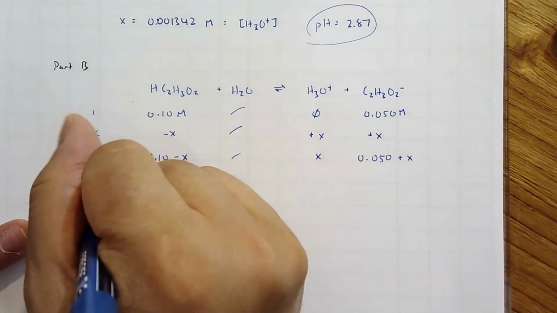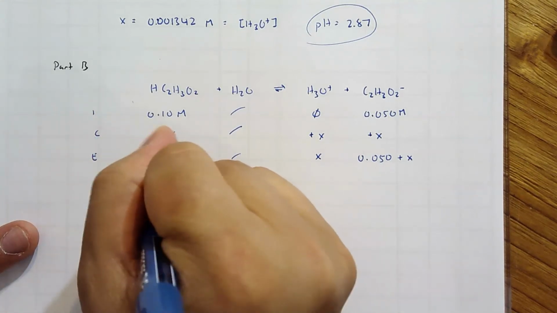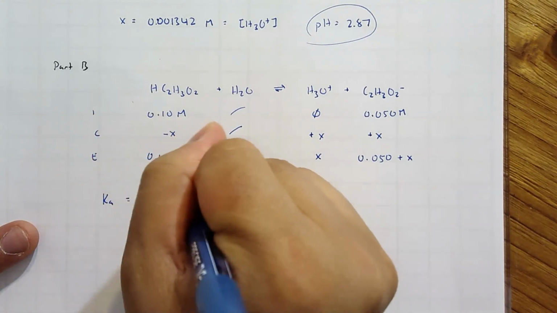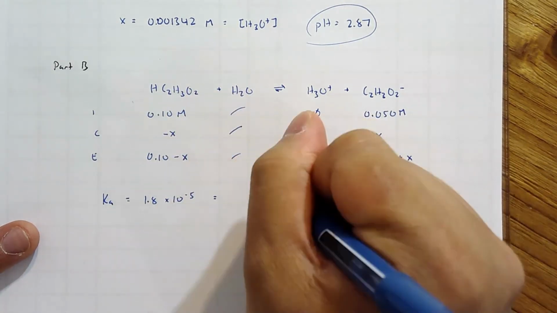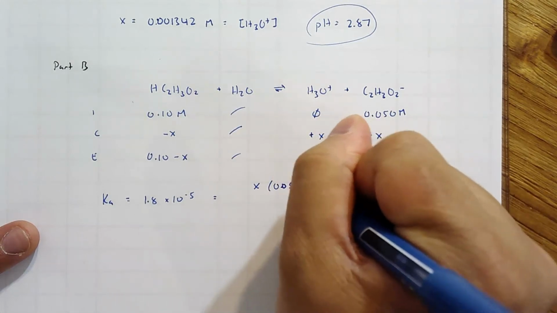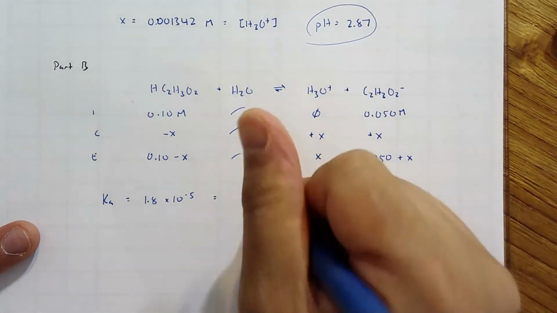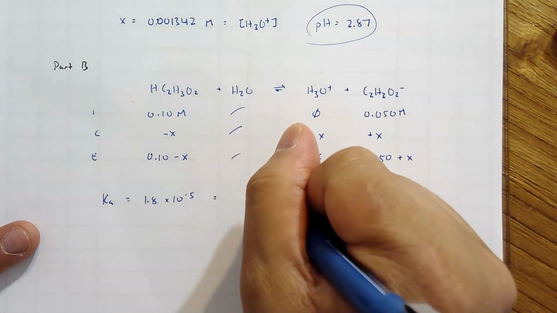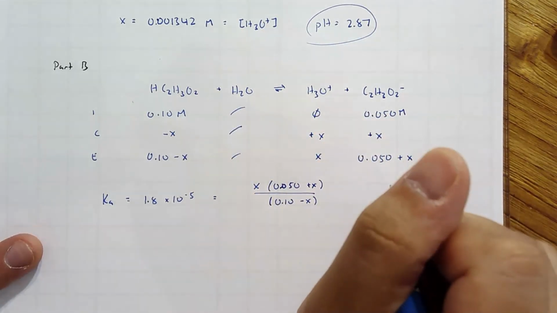But this is a setup. Ka is still the weak acid. You still use its Ka. But now we have x times 0.050 plus x, over 0.10 minus x.